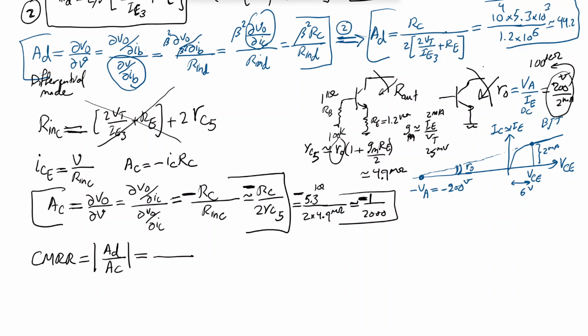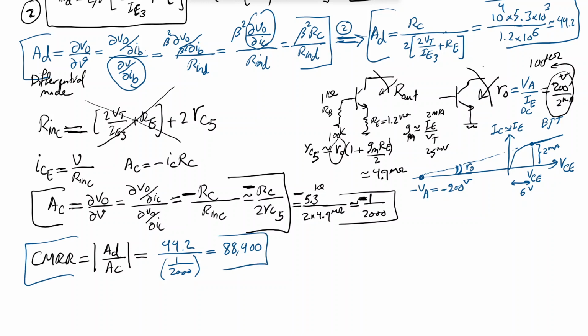Now, if we want to calculate this one quickly, it would be 44.2 divided by 1/2000, sorry, for the A common mode. And that's not difficult to compute, of course. So we end up with 88 and then 4. So basically, we end up with 88,400 for the CMRR, which is pretty large.